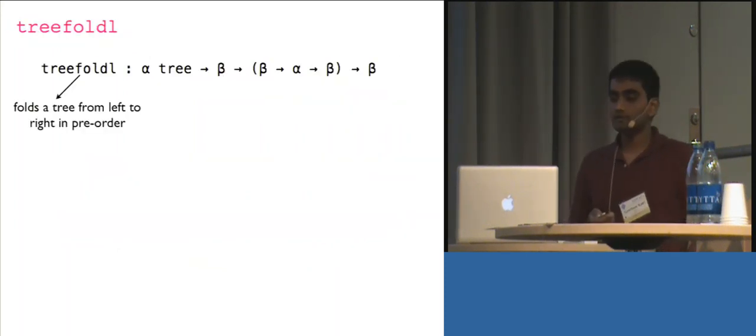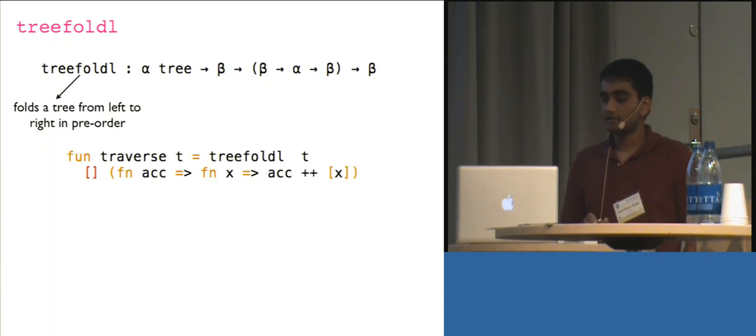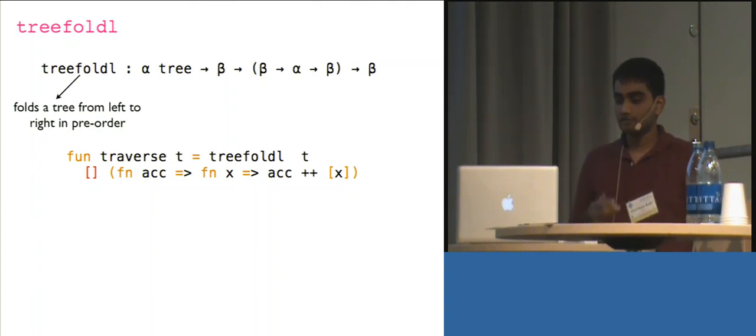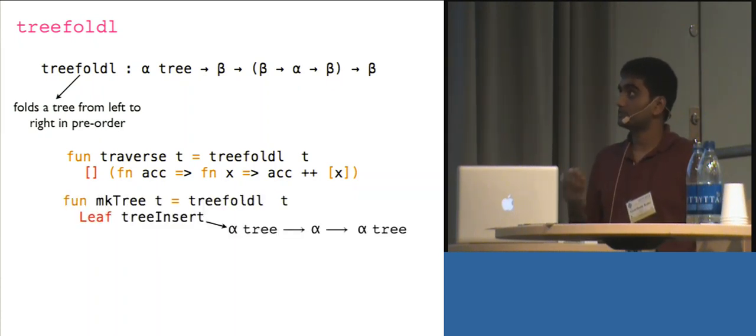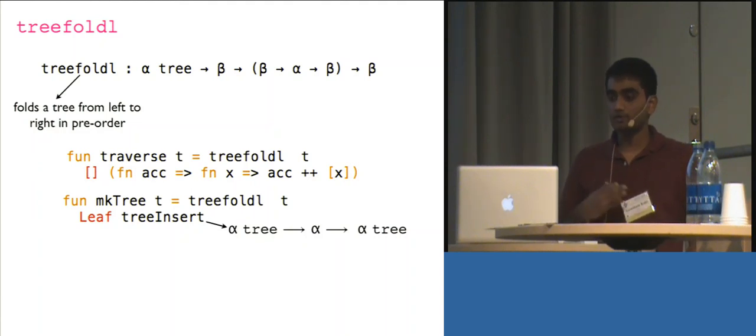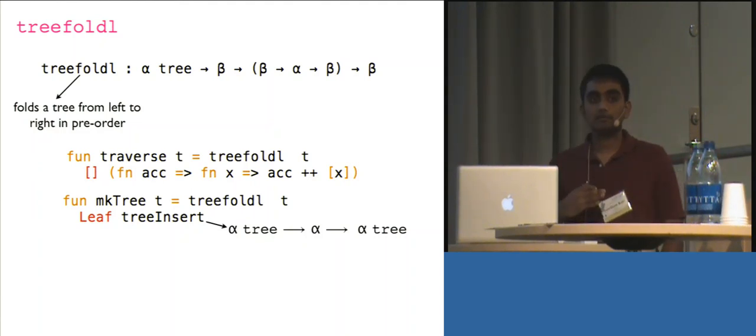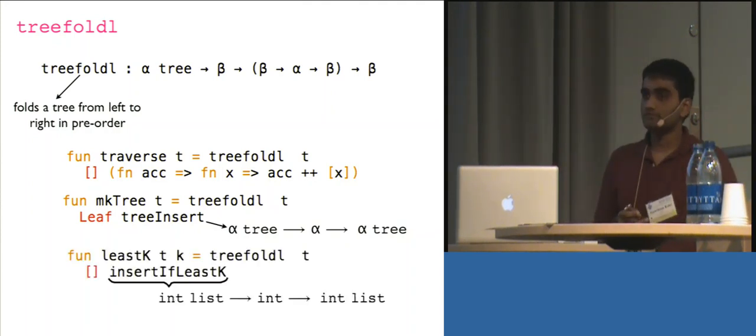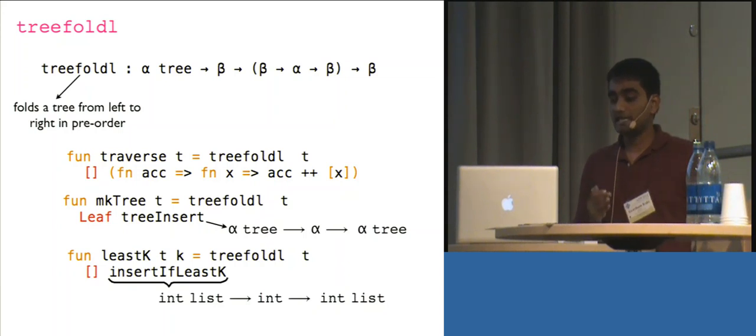Similarly, for the treefold function, we could ascribe a parametric type that relates some relation over the input tree to another abstract relation over the result beta. Let's consider a use case. Consider a traverse function which is written in terms of a treefold function. Treefold folds a tree from left to right in pre-order, so the traverse function can be written in terms of treefold. Likewise, a make tree function can be written in terms of treefold, traversing the tree and producing a new tree that contains the same set of elements. Likewise, the least k function, which produces a list of the k least elements from the tree, can be written in terms of treefold.